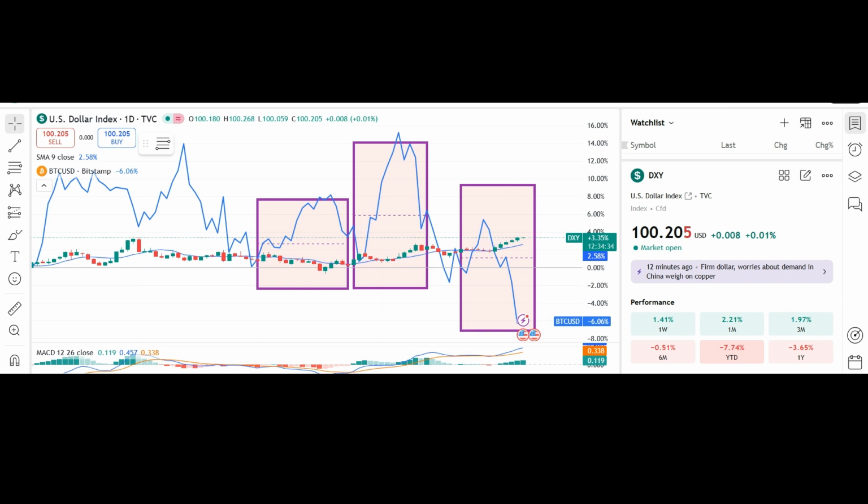Does it always have an inverse relationship? Not necessarily. There may be times when both are rising at the same time, and both are falling at the same time. But generally, it has been observed that as the dollar index strengthens, the Bitcoin and risky assets tend to fall.